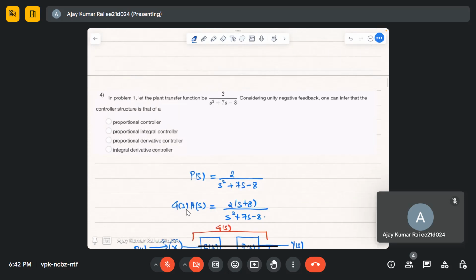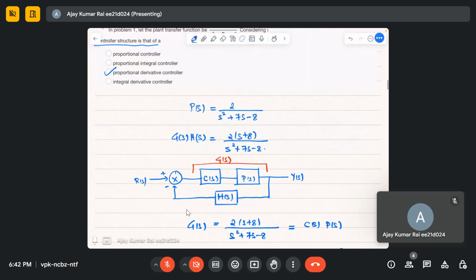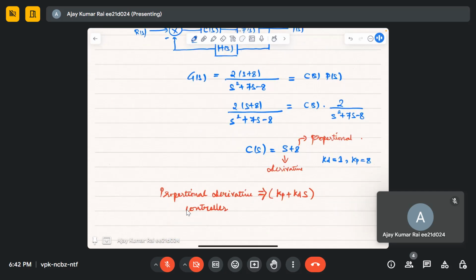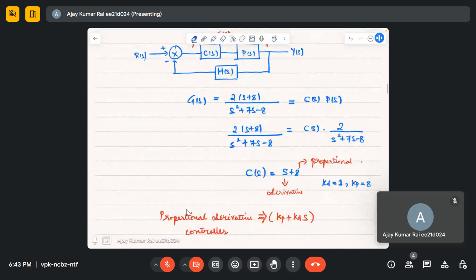So what can we infer from the controller structure? It is a proportional derivative controller, right? s plus 8. You can compare with the generic proportional derivative controller that you have studied when studying types of controllers. Any doubt in this question? Very easy. We have to find out C(s), and we got C(s) as s plus 8, and we know it's a proportional derivative controller because it has a constant term and a derivative term, right? So any doubt in this question?